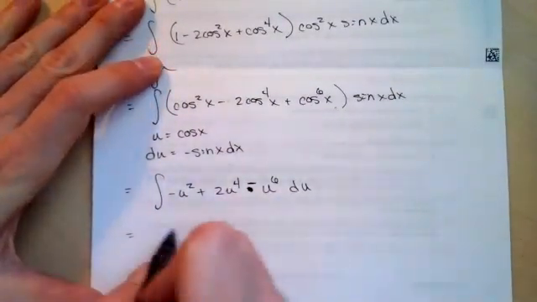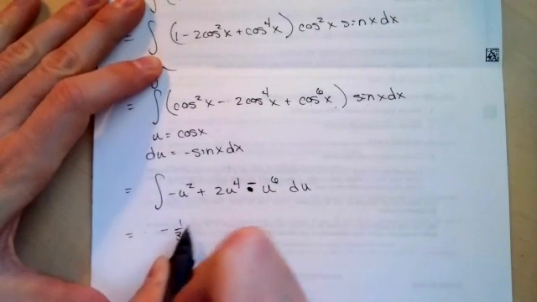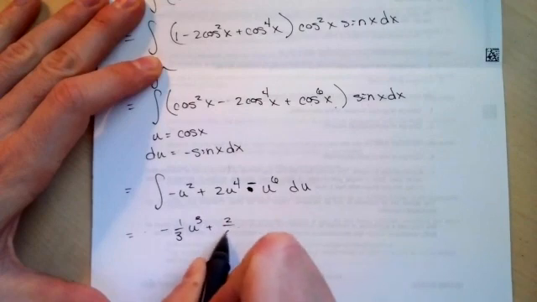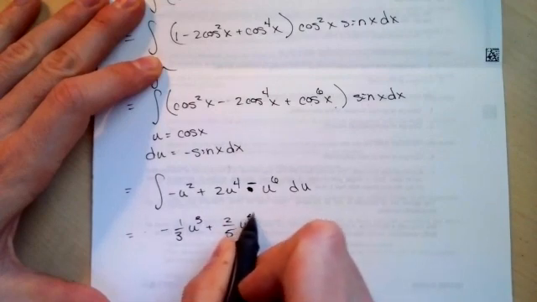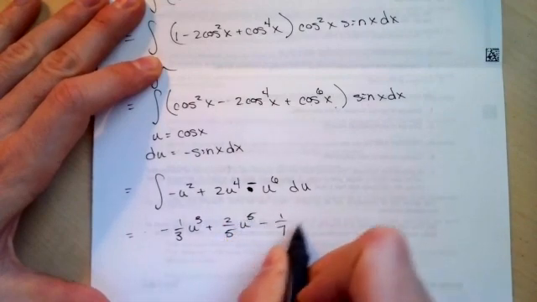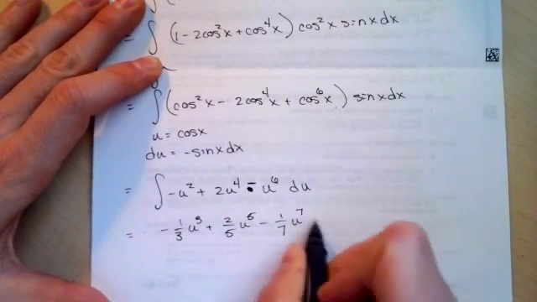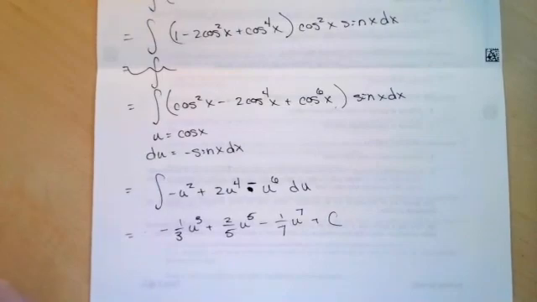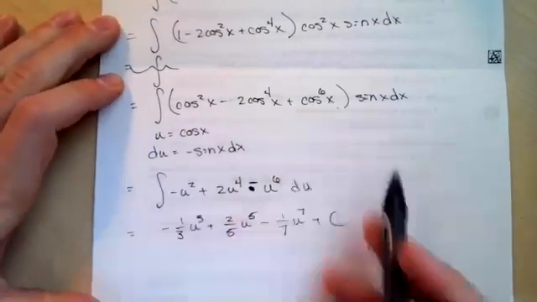Integrate. And then last step, just to back substitute. So our u was cosine of x.